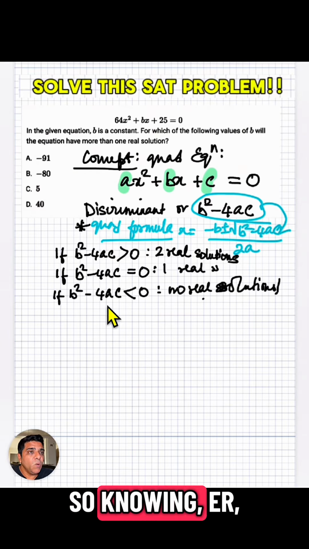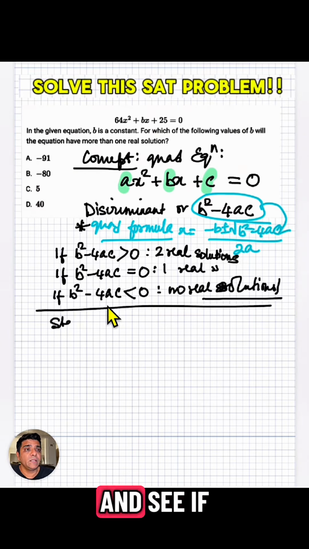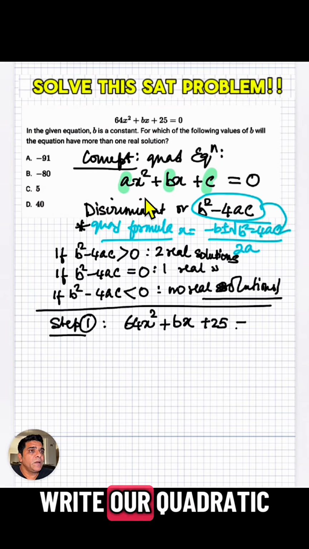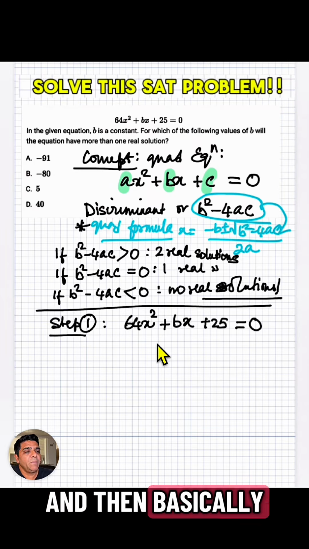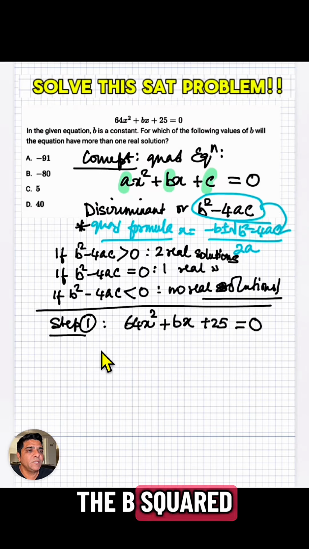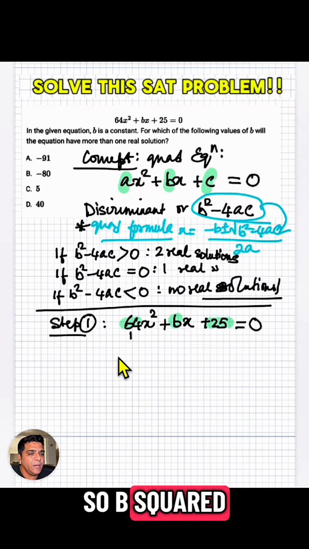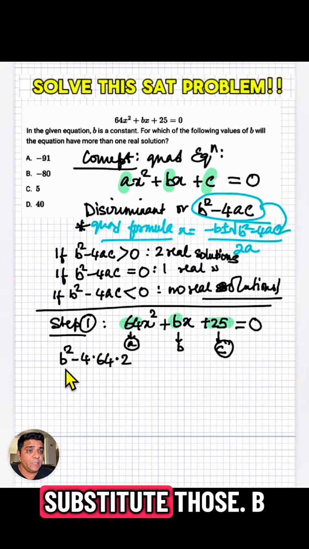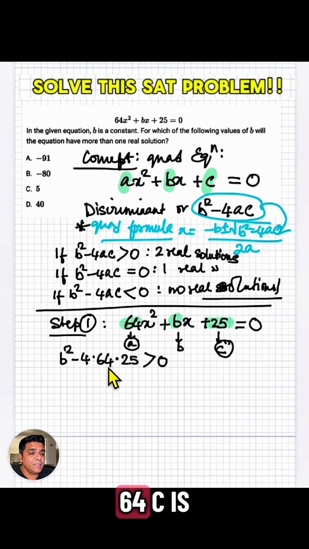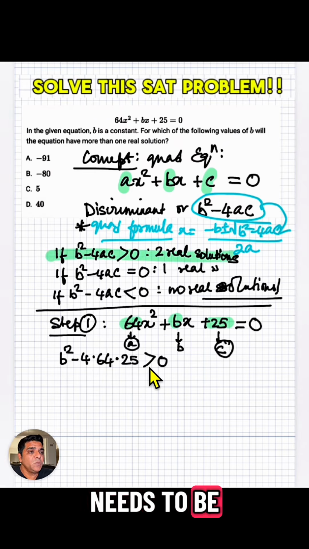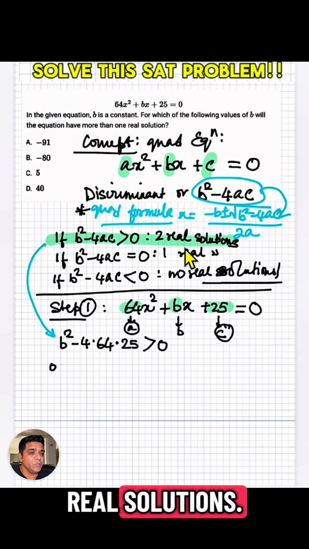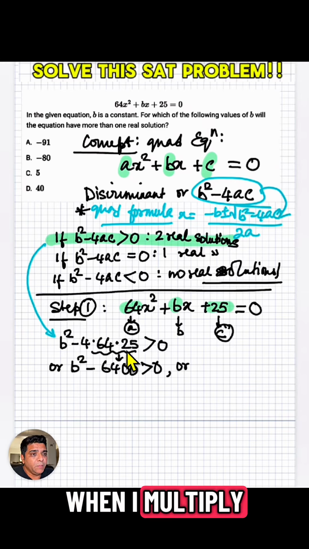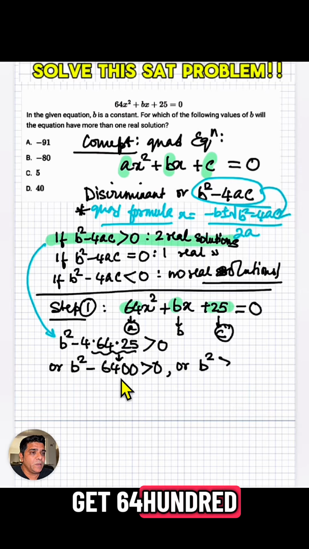Okay, so remembering that concept, let's go ahead and see if we can solve this. Step one is to write our quadratic equation down, and then we're going to use the b squared minus 4ac discriminant. So b squared minus 4ac, now a is 64, c is 25. Just substitute those: b squared minus 4 times 64 times 25. It needs to be greater than 0 to have two real solutions. So when I multiply all these together, I get b squared minus 6400 is greater than 0.